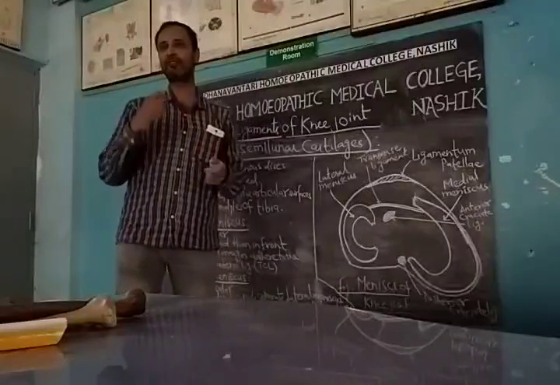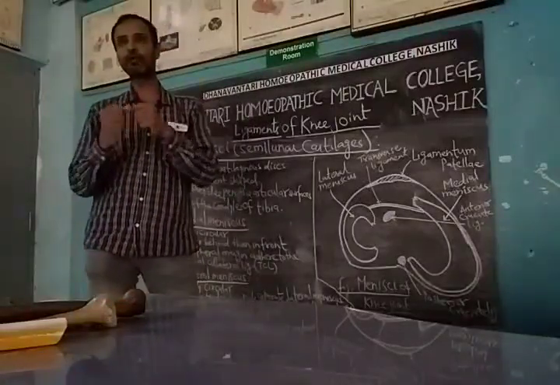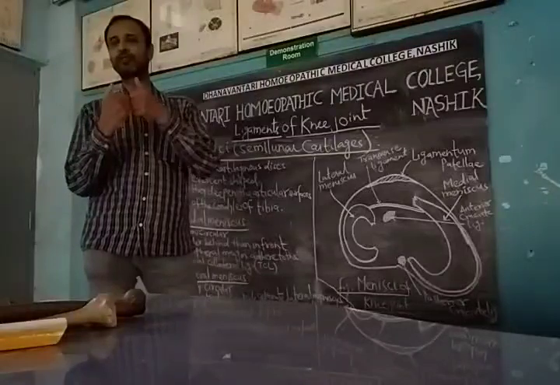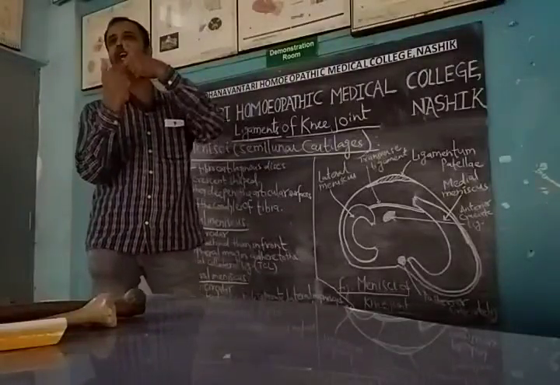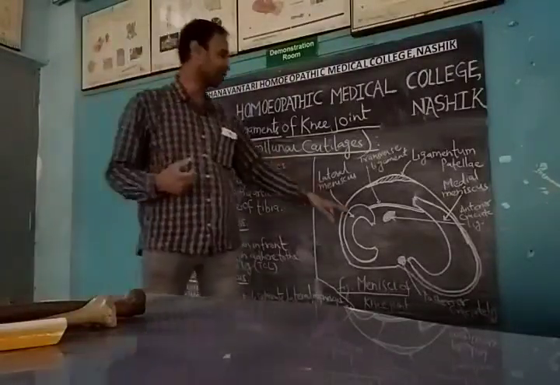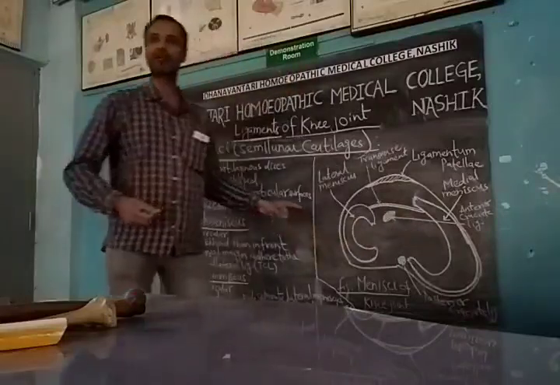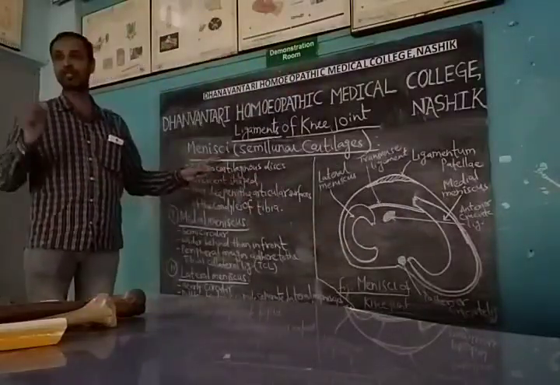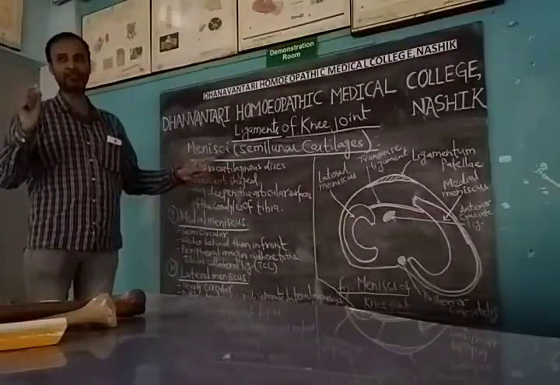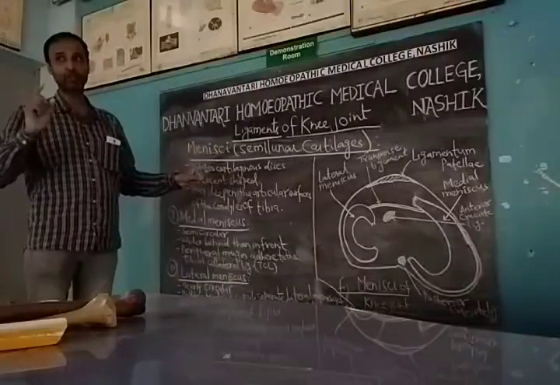So that's the reason, when we make so many movements, we don't get a noise or a sound. That's the reason the menisci help in lubrication of that joint. There are two menisci, and these are made up of fibrocartilage. What is the type of cartilage here? These are fibrocartilage. This is not hyaline.